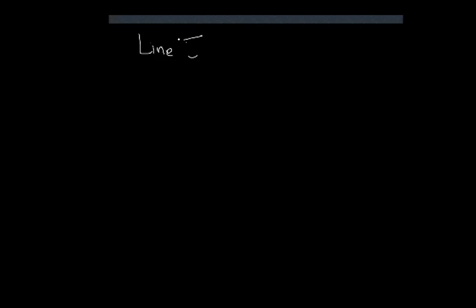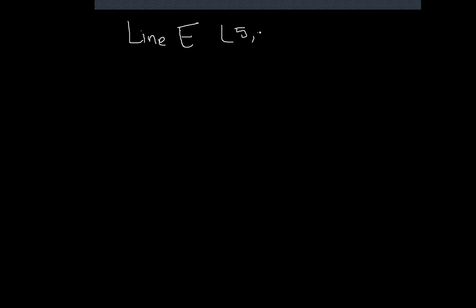So they told you line E. Line E lies on the points (5, -2) and (6, 3).